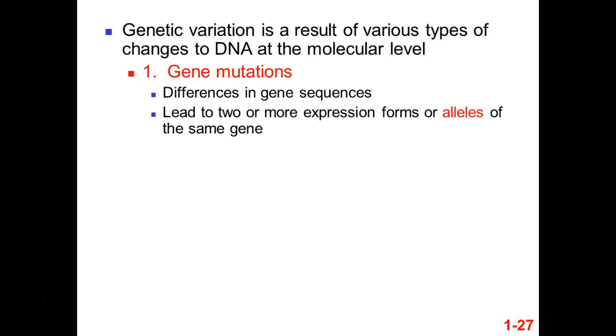So there's three different possible alleles for the ABO blood group, right? There's A, there's B, and there's O. Some of them just have two, right? Like RH. You either have it or you don't.